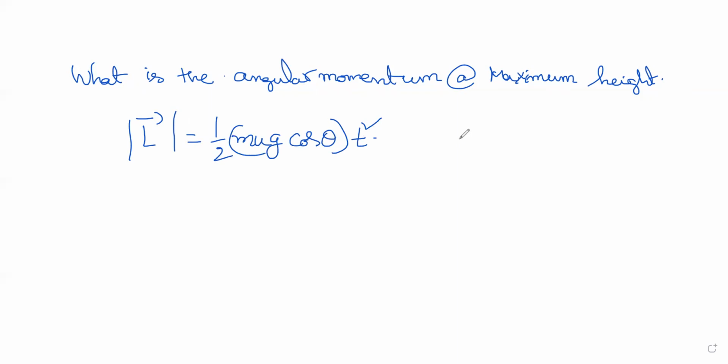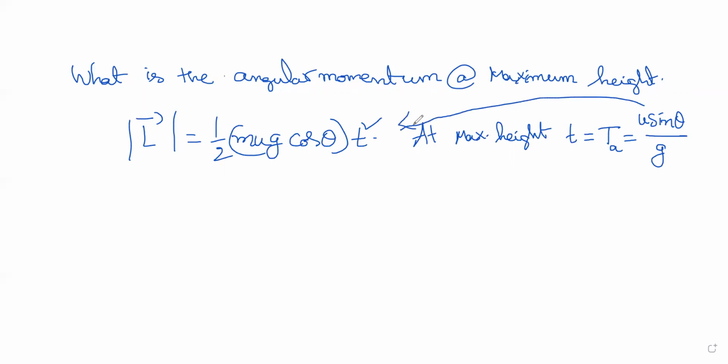Now at maximum height, there are different ways to do it. I do it like this. At maximum height, t is equal to the time of ascent. The time of ascent is u sin theta divided by g. If I substitute that here, job done. So if t is equal to t_a, you reach the maximum height, and the time will be substituted here directly.